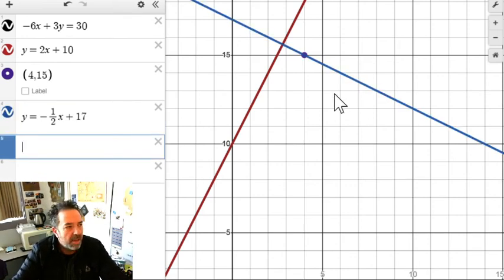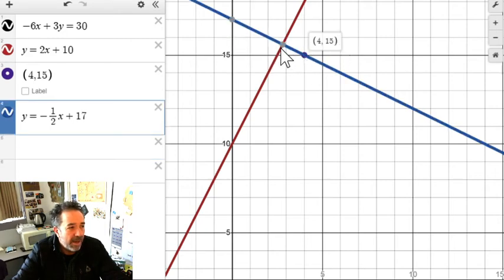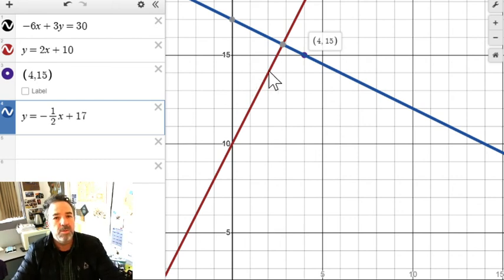So you can see this line that we found definitely hits at (4, 15), and I could look at the slope of this line. I can see it's down 1 over 2, down 1 over 2, and this other line is up 2 over 1. So they definitely have slopes that are opposite reciprocals. So without measuring it even in Desmos, I know that those form a right angle.